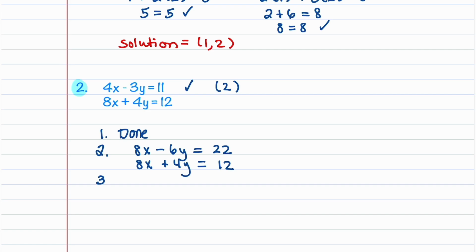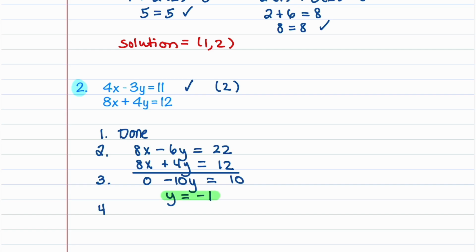Our third step is to just subtract these two equations and solve for one of the variables. Let's go ahead and subtract these. We have 8x minus 8x is equal to 0. And then minus 6y minus 4y gives us a minus 10y. And then 22 minus 12 is 10. Now we just have to solve for y, so we're going to divide both sides of the equation by minus 10, and we get y is equal to minus 1.